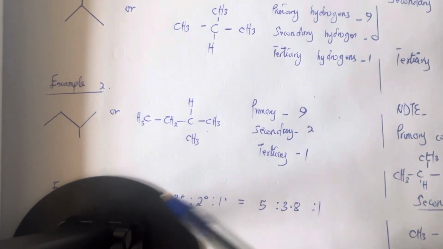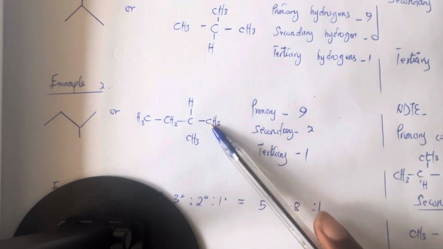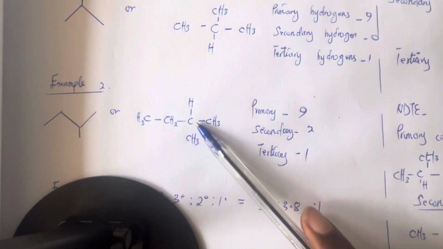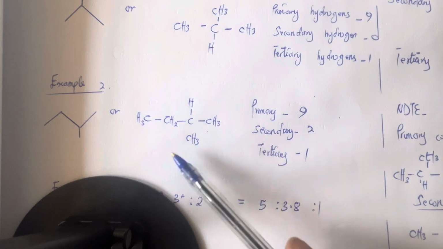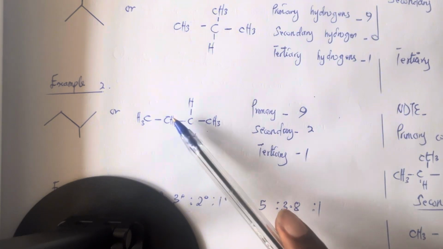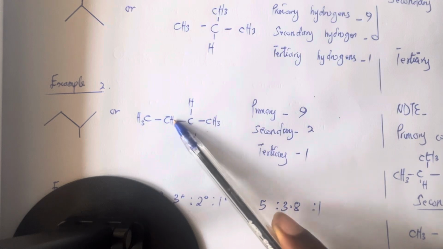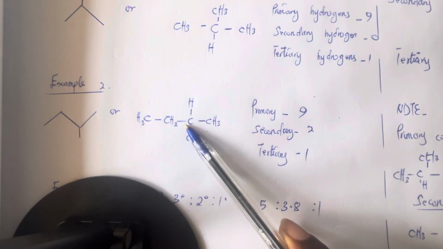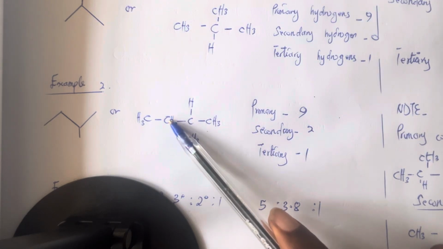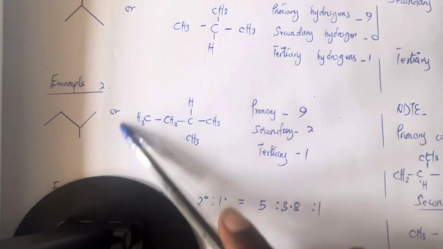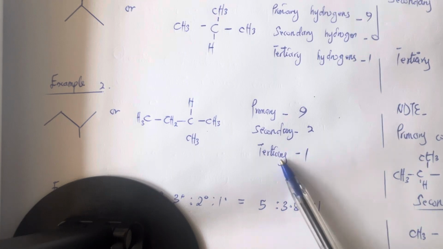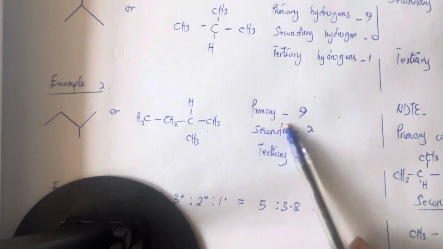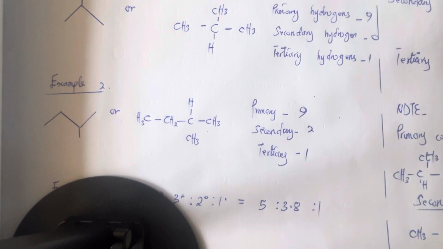So you can see from here, this carbon is bonded to what? Only 1 carbon. For that matter, all the hydrogens that have been bonded are what? Primary. But this one, you see, this carbon has been bonded to 1 carbon here, and also bonded to another carbon here. So these 2 hydrogens here are what? Secondary. For that matter, in this molecule, there are what? 2 secondary hydrogens. There is only 1 tertiary hydrogen, and there are 9 primary hydrogens, as you can see.